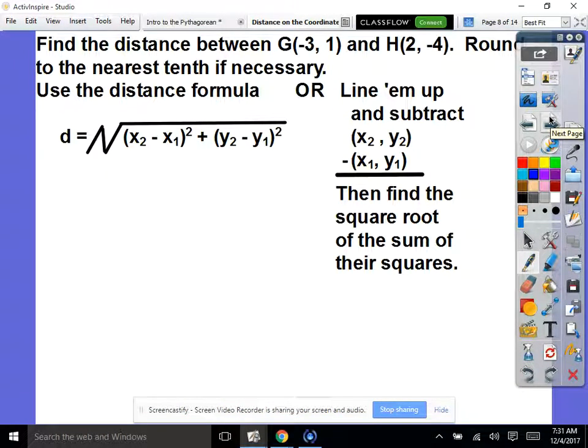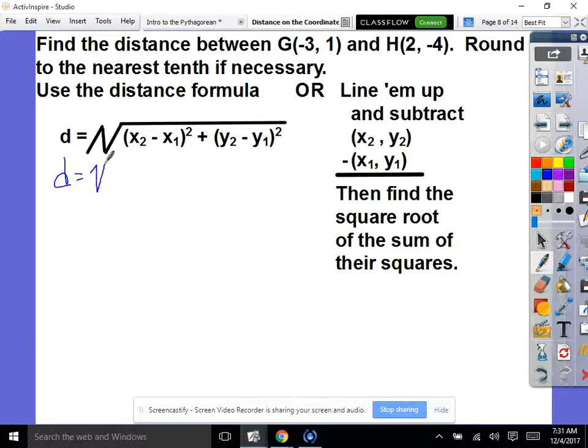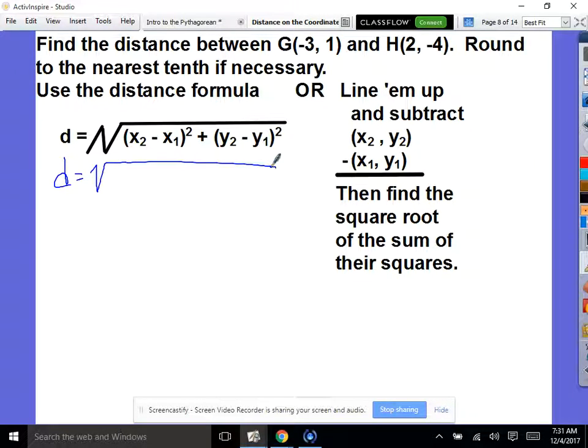All right, find the distance between G(-3, 1) and H(2, -4). Round to the nearest tenth if necessary. It does not matter which x you start with. We'll just start with this one. (-3 minus 2) squared plus (1 minus -4), which makes it 1 plus 4, squared.